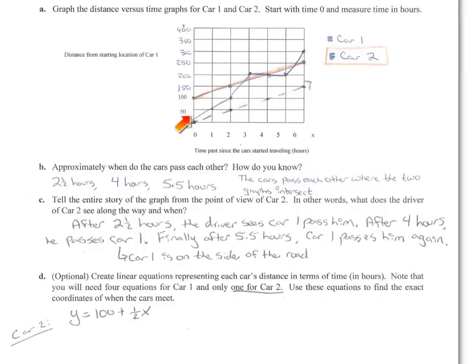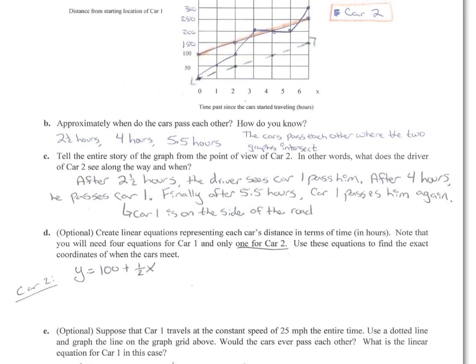On the y-axis, it hits the y-axis at a value of 100, so that's our y-intercept. And my slope, don't think of it as 25 miles an hour. That's going to mess you up. Look back at your graph to find the slope. The slope is going to be up 1, right 2. That's a slope of 1/2. So your equation is y equals 100 plus 1/2 x. 100 because that's where you started, and the slope was a 1/2.